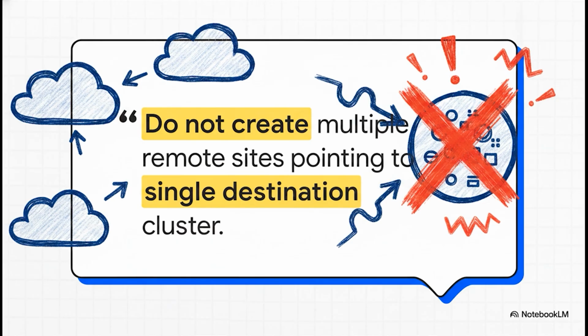The exam is very likely to throw a scenario at you where a hypothetical admin wants to increase bandwidth or maybe separate traffic by creating 3 different remote site definitions that all point to the exact same physical cluster IP. You have to know that this is an invalid configuration in AOS. It will definitely generate an alert, and it's a guaranteed trap designed to see if you truly understand the strict one-to-one relationship required when defining a remote target in the UI.